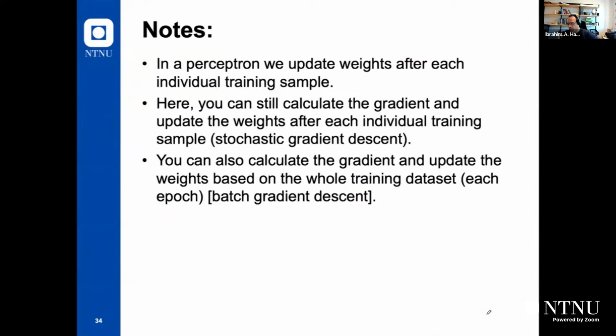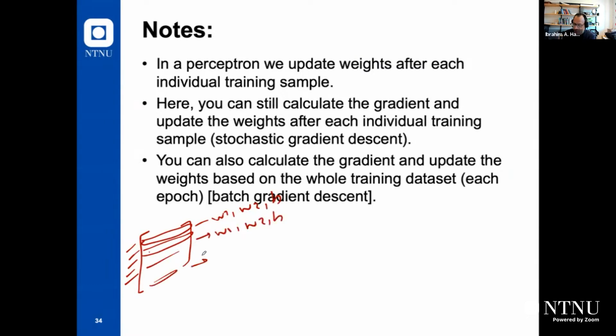So we have some notes. In a perceptron, we update weights after each individual training sample. So we update after each example. You have a data set, and if you remember the Iris data set, for example, we have some data points. So we take it example by example and adjust omega 1, omega 2, B. We take the second example, adjust omega 1, omega 2, B, and so on until we finish our data set.